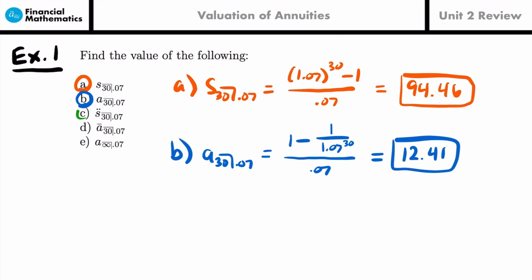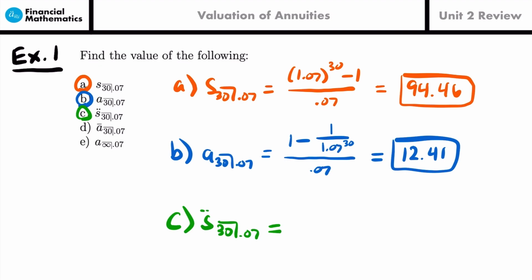Moving on to part C, we have the future value of an annuity due, and we know it's an annuity due because of the double dots above the S. And so let's do that next. For part C, we have S double dot 30 bracket 0.07. The formula is the same as the formula for an annuity immediate, except the denominator will be a little bit different. Instead of just the interest rate, we'll have 1 minus a present value factor to the power of 1.